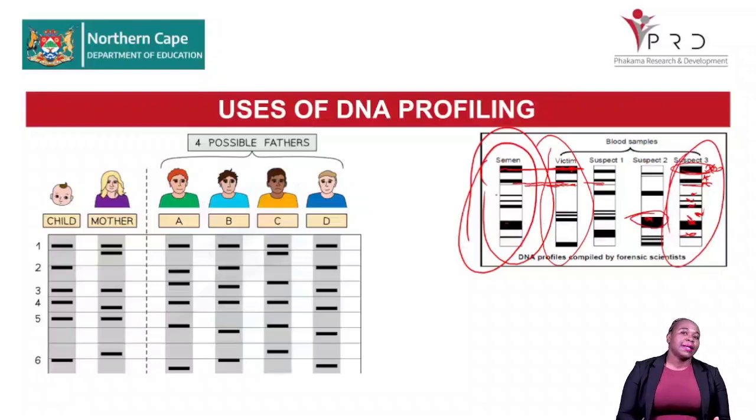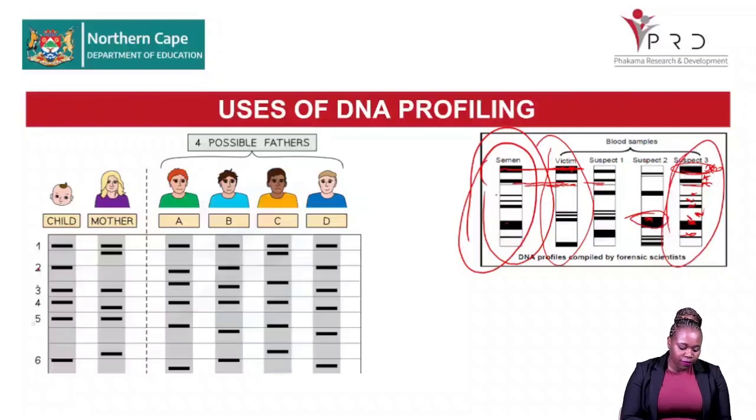Right, now with paternity testing, here we have the profiles of the child, the mother, and the possible fathers, 4 possible fathers. Now, when you do a paternity testing profile, you're going to start by comparing the profile of the mother and the child. Why is that? Remember, this child is going to have genetic material, 50% genetic material from the mother and 50% genetic material from the father. Now, let's count the bars of the child.